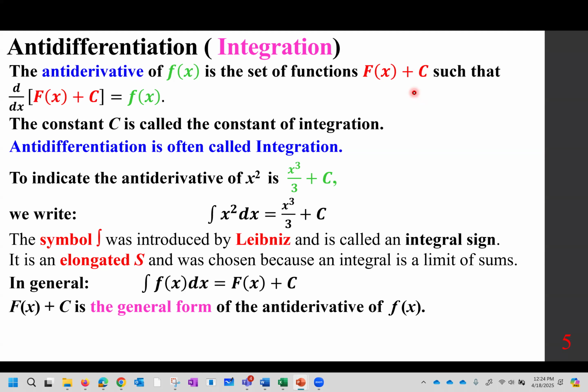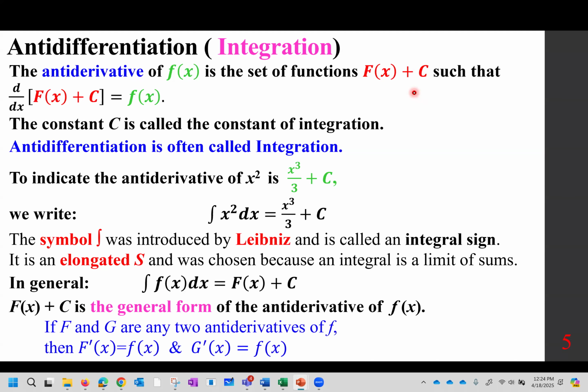Now, with that being the case, if capital F and G are any two antiderivatives of f, then capital F prime is lowercase f, and capital G prime is lowercase f. If two functions have the same derivative, the two functions are ultimately the same, except they differ by a constant. Therefore, one of them, for example, capital G of x, is the other one, capital F of x plus c, or vice versa. Simply put, the difference between the two is just some number.